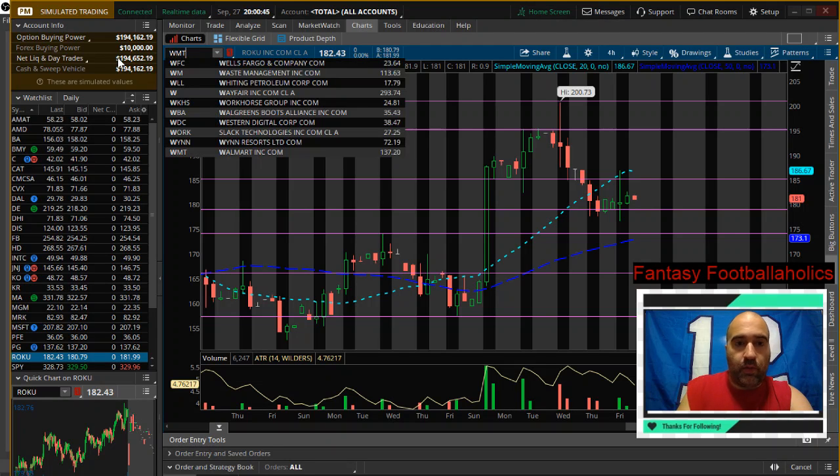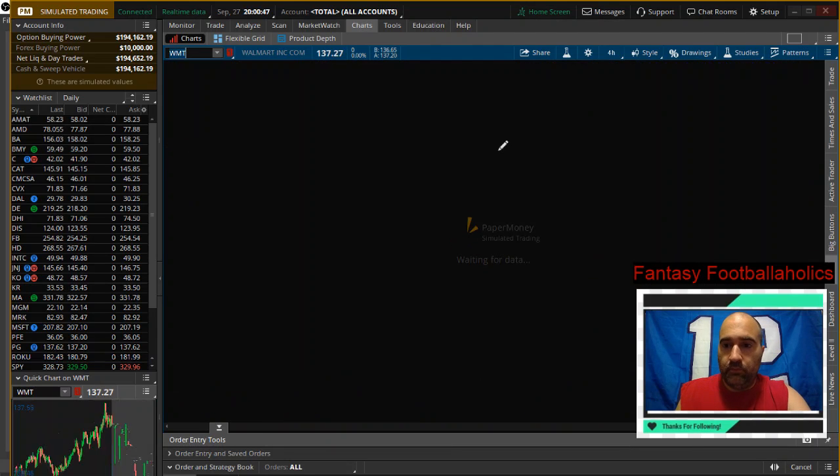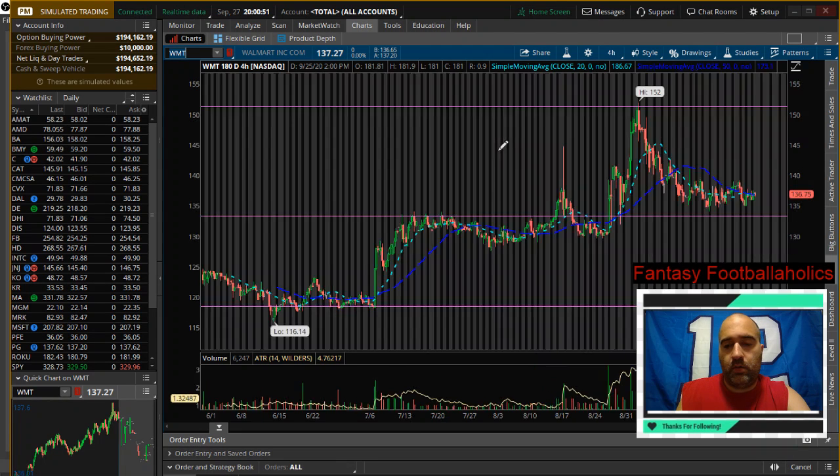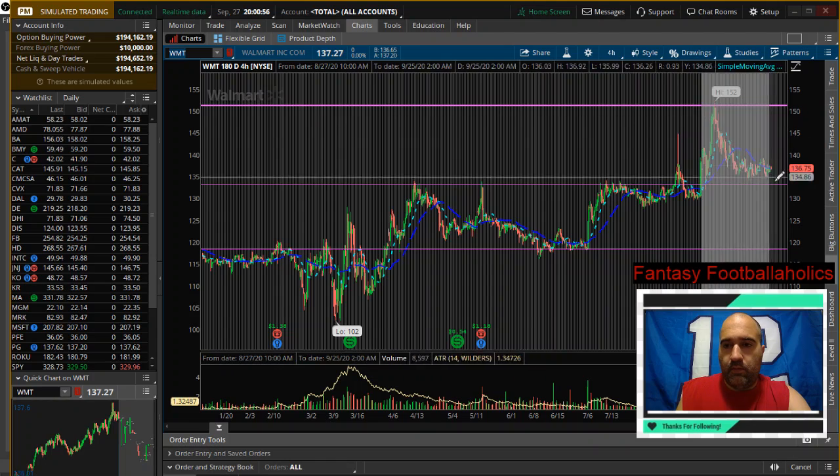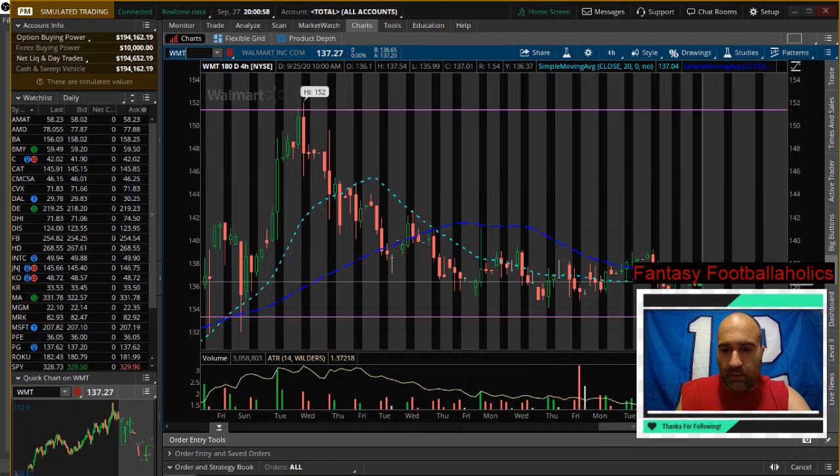Another play I like is Walmart. It's been a while since I played Walmart. It's been consolidating a lot. But as you can see here, it's just about ready to cross back over. It crossed back down a couple weeks ago on the pullback. So this is similar to Roku. It's been consolidating a lot.